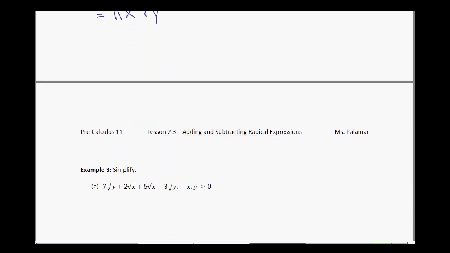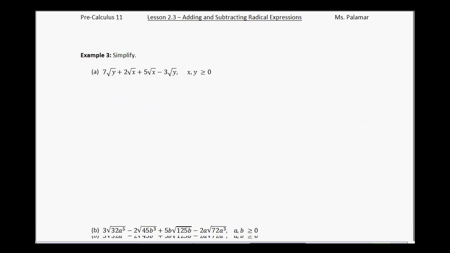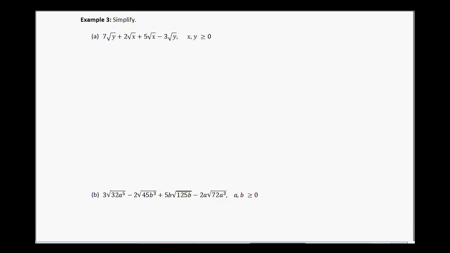Let's do some more complicated examples here. Example 3, simplify. Here we have 7 root x plus 2 root x plus 5 root x minus 3 root y. And it's already defined our variables for x and y greater than or equal to 0. So we can go ahead and just simplify by collecting like terms.